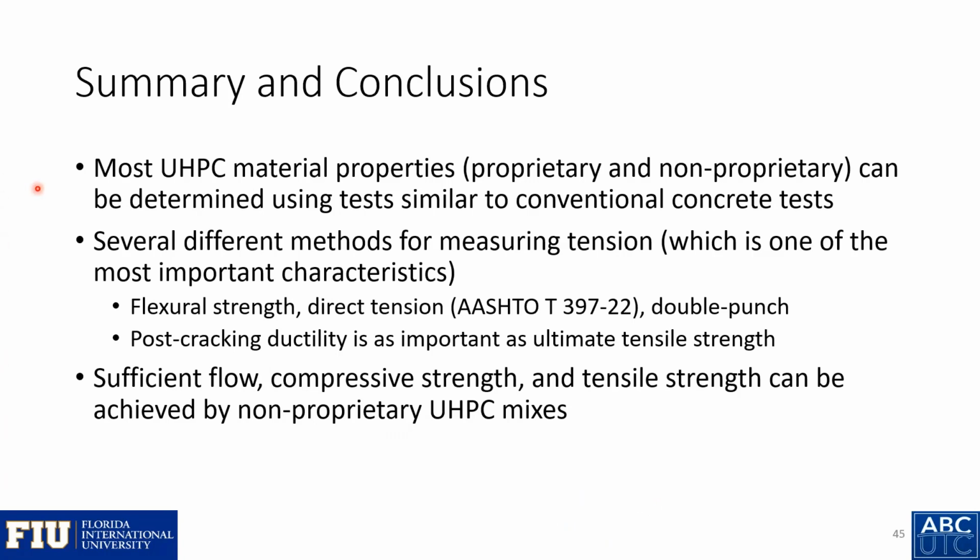In summary, most UHPC material properties, proprietary and non-proprietary, can be determined using tests that are similar to conventional concrete tests. The one difference is when we're measuring tension. The flexural strength can be measured similar to conventional concrete, but the direct tension requires a different test method, the AASHTO T397-22 procedure. In terms of tension, the post-cracking ductility is as important as the ultimate tensile strength. And in general, we can get sufficient flow, compressive strength, and tensile strength and behavior using non-proprietary UHPC mixes.